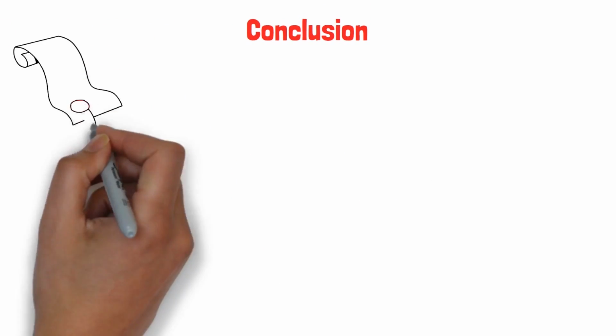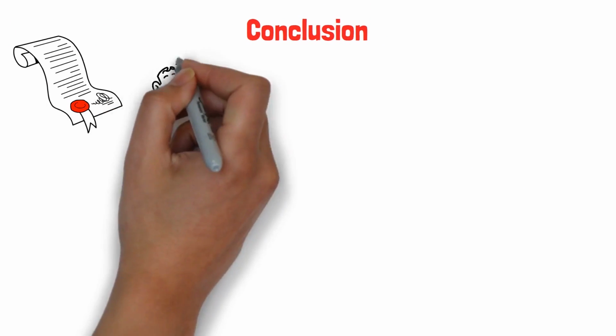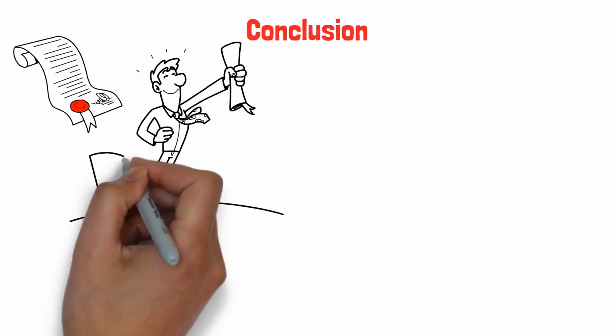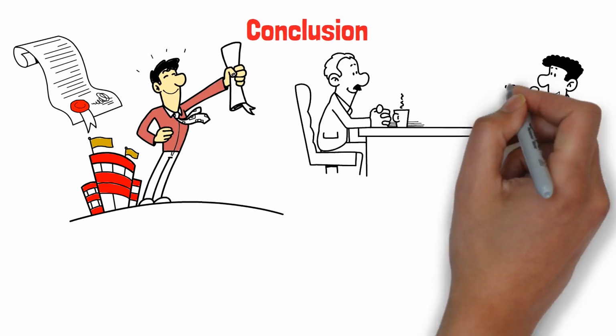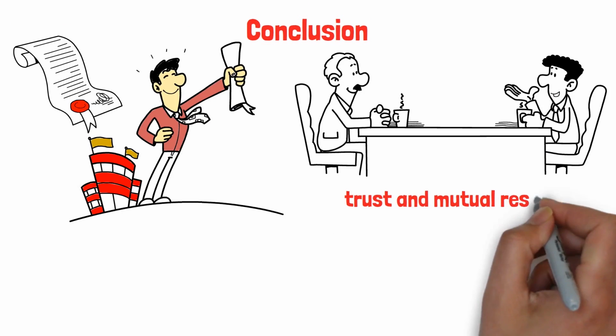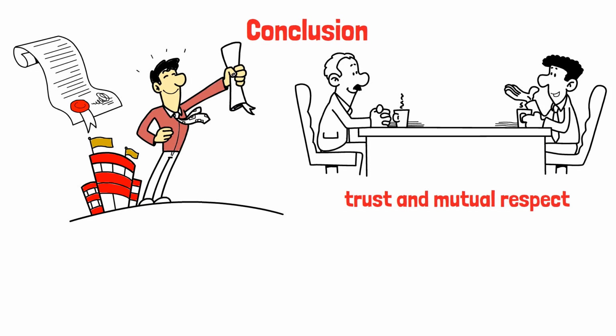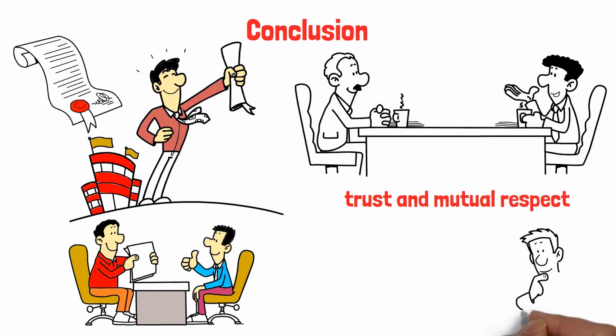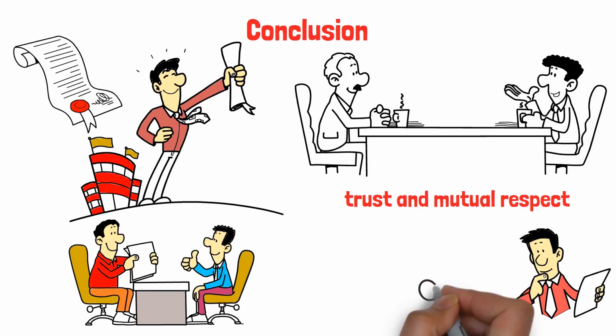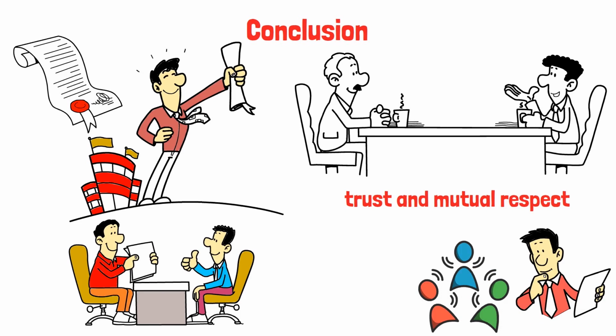In conclusion, a clear and concise contract is essential for successful contract execution and monitoring. It sets the foundation for a strong business relationship based on trust and mutual respect. So, if you're creating a contract, make sure it's clear and concise, and if you're executing or monitoring a contract, stay on track and communicate regularly.